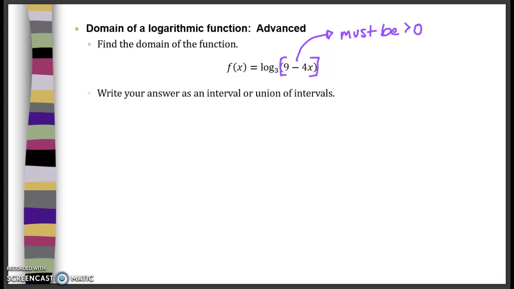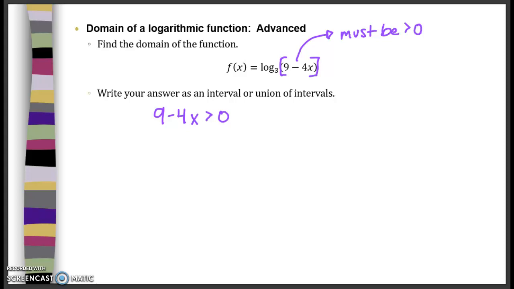Remember, 3 is the base. What it's equal to is the exponent, and then this portion is the argument. So the 9 minus 4x needs to be greater than 0. Why can't it be equal to 0? Well, go ahead and type the log of 0 into your calculator and you'll see that's not a value, it's undefined.